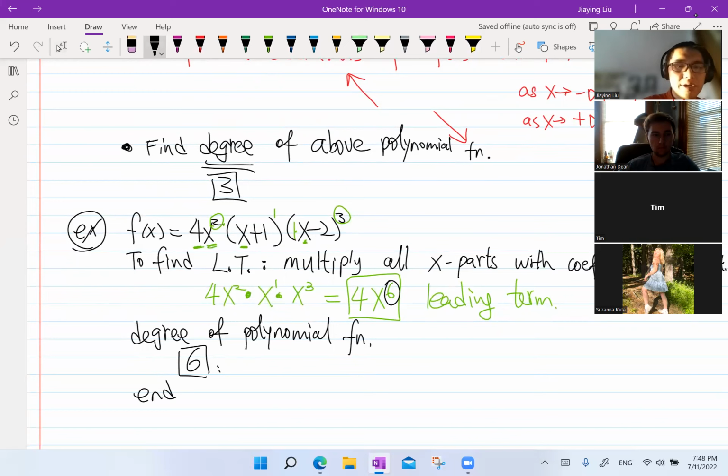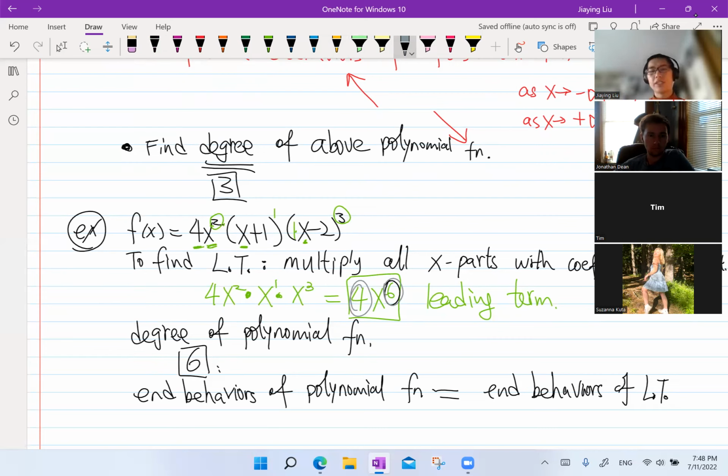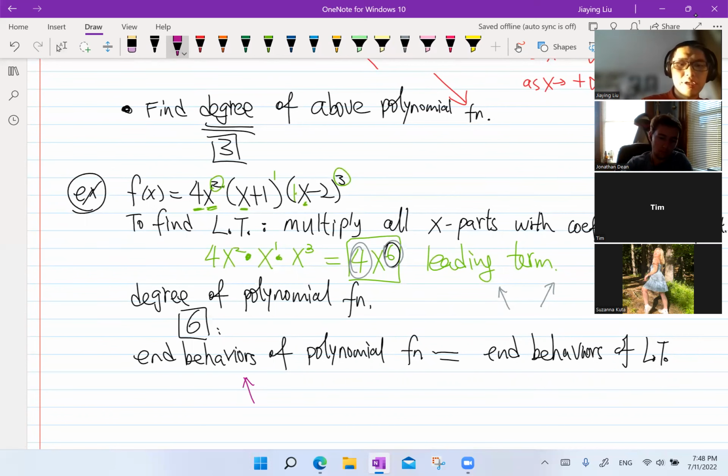Can we find the end behavior? End behaviors of a polynomial function. Well, that's going to be the same as the end behaviors of the leading term. And the leading term, I already know it has the coefficient 4, which is positive, and the exponent is even. So if I have a positive coefficient 4 and an even exponent 6, then if you remember earlier, we talked about the end behavior. If we have a positive coefficient and an even exponent, it's going to look like this, going up. So the end behavior of the polynomial function is going to look exactly the same.